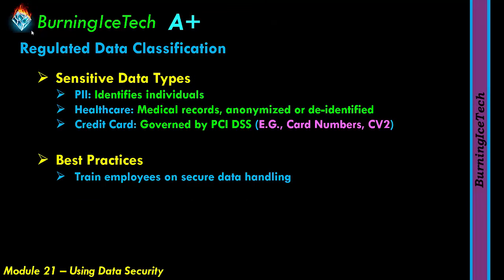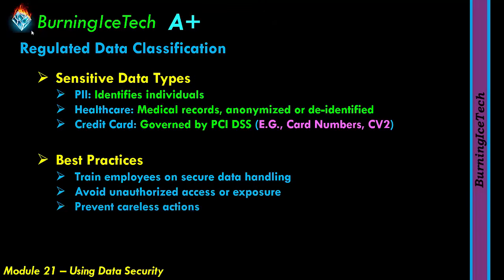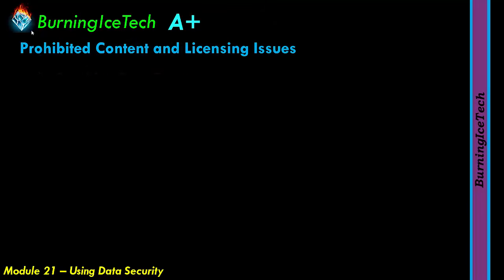Another best practice, folks, would be to avoid unauthorized access or exposure. So if you don't need to go and expose something, don't. And if somebody does not need to go and access something, or if they should not access something, they should not. Then you should go and block them. Also, prevent careless actions, guys. This would be, for example, maybe unencrypted data. So if something should preferably be encrypted, don't go and unencrypt it. Or if you need to go and encrypt it, make sure you do that. Don't forget to go and do that. Very important. Anyway, folks, let's move you guys along to prohibited content and licensing issues.